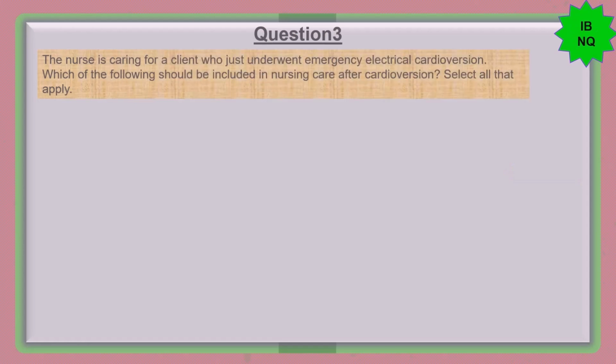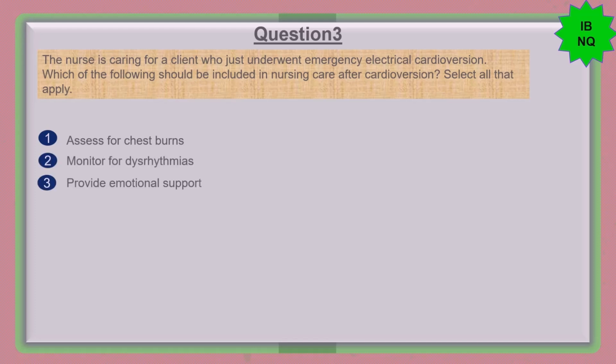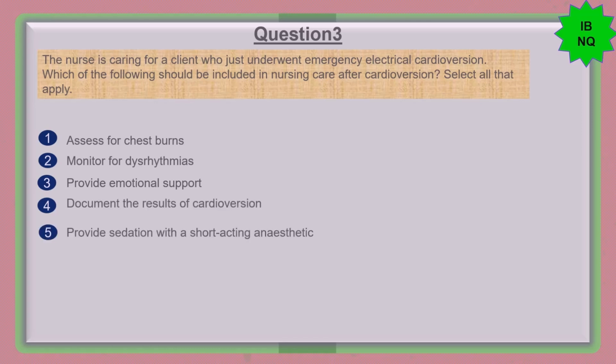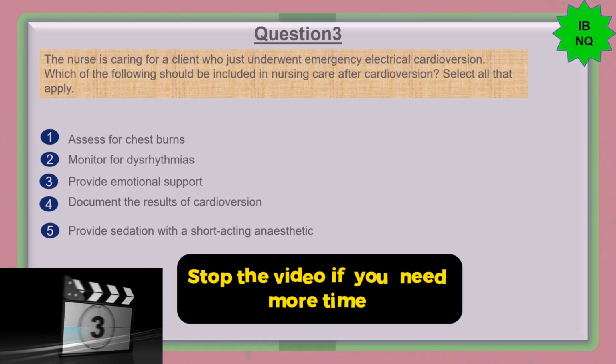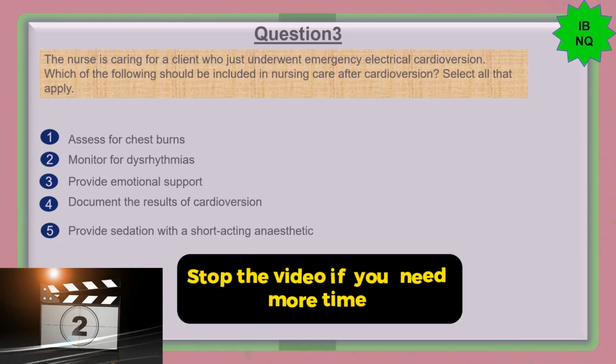The nurse is caring for a client who just underwent emergency electrical cardioversion. Which of the following should be included in nursing care after cardioversion? Select all that apply. 1. Assess for chest burns. 2. Monitor for dysrhythmias. 3. Provide emotional support. 4. Document the results of cardioversion. 5. Provide sedation with a short-acting anesthetic. 3 seconds countdown.